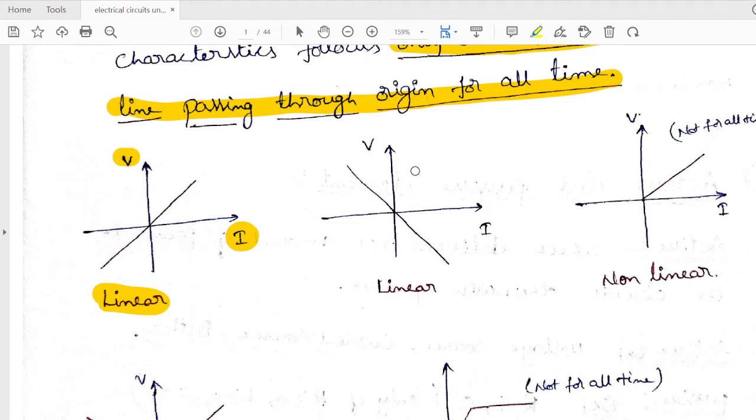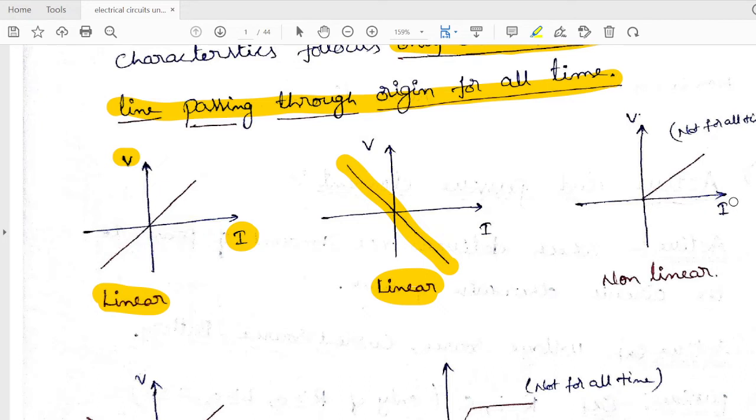Now in the second diagram, if you observe, this is also a straight line passing through origin. If I draw a VI curve between voltage and current, it gives me a straight line passing through origin for all time t. So the element having this kind of characteristics is also said to be linear. Now let us see the third diagram.